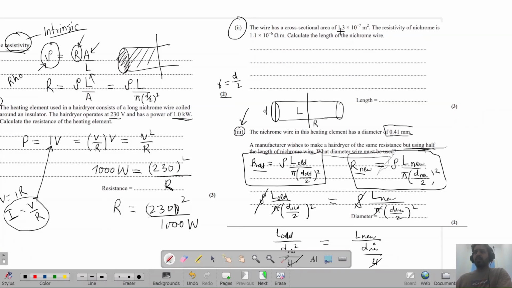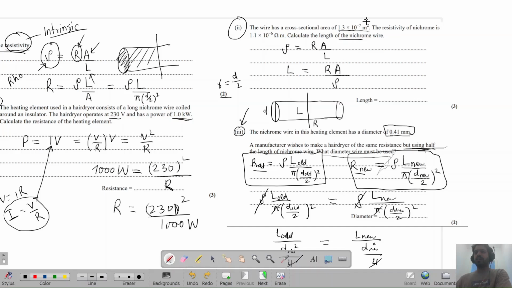The wire has a cross-sectional area of this. Resistivity is given. Calculate the length of the nichrome wire. So again, we have to use our equation that resistivity equals resistance times area of the wire divided by length of the wire. And you can see we have to find the length. So we want to rearrange this equation for length. Length will be equal to resistance times area divided by resistivity. So now you just have to plug in the values and calculate.